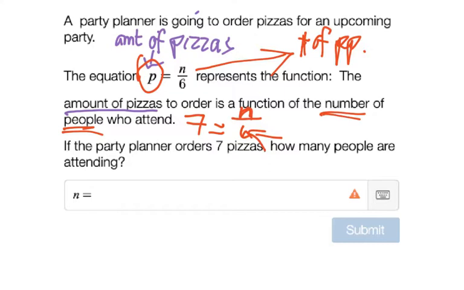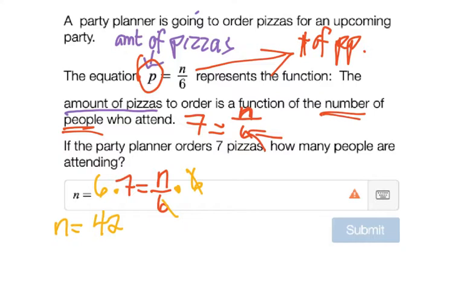How many people? So, how do I get N by itself? I'm hoping that you know, and I'm going to do it right here. If 7 is equal to N over 6, I am going to multiply both sides by 6. And that means that N is equal to 6 times 7, which is 42.